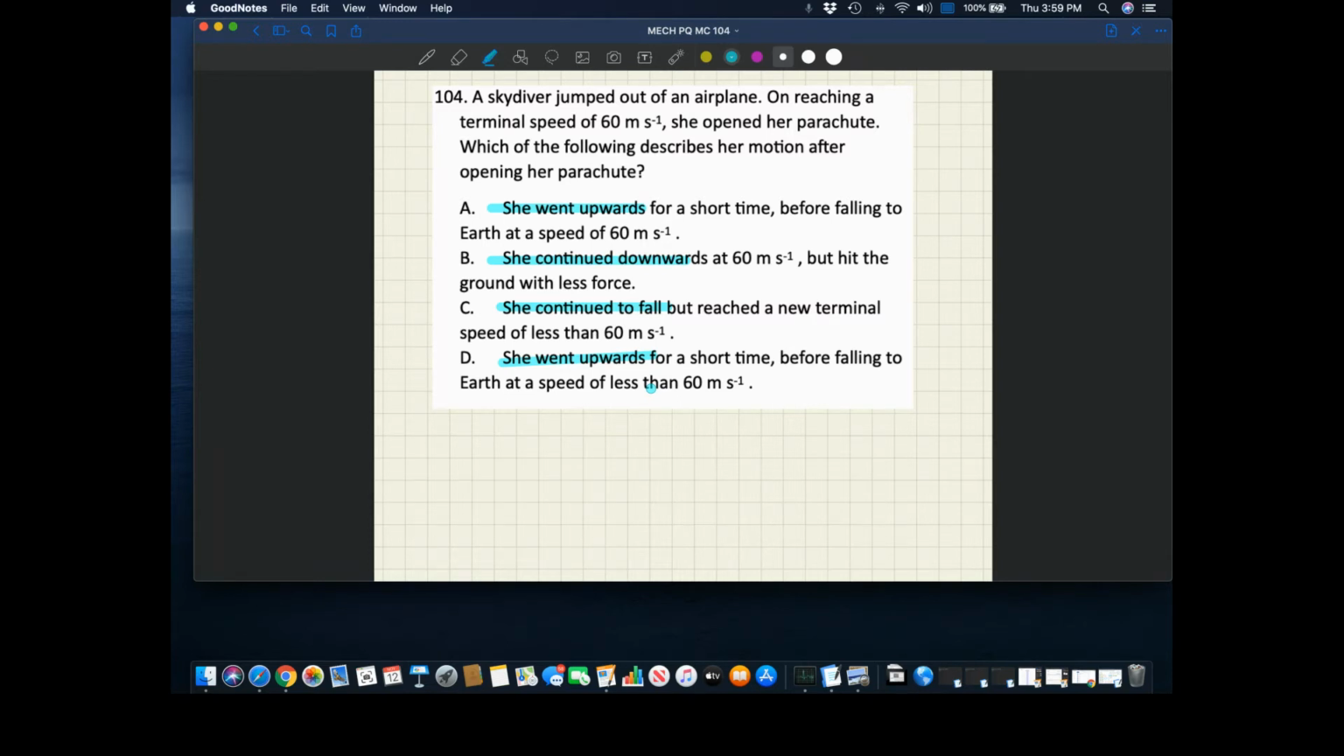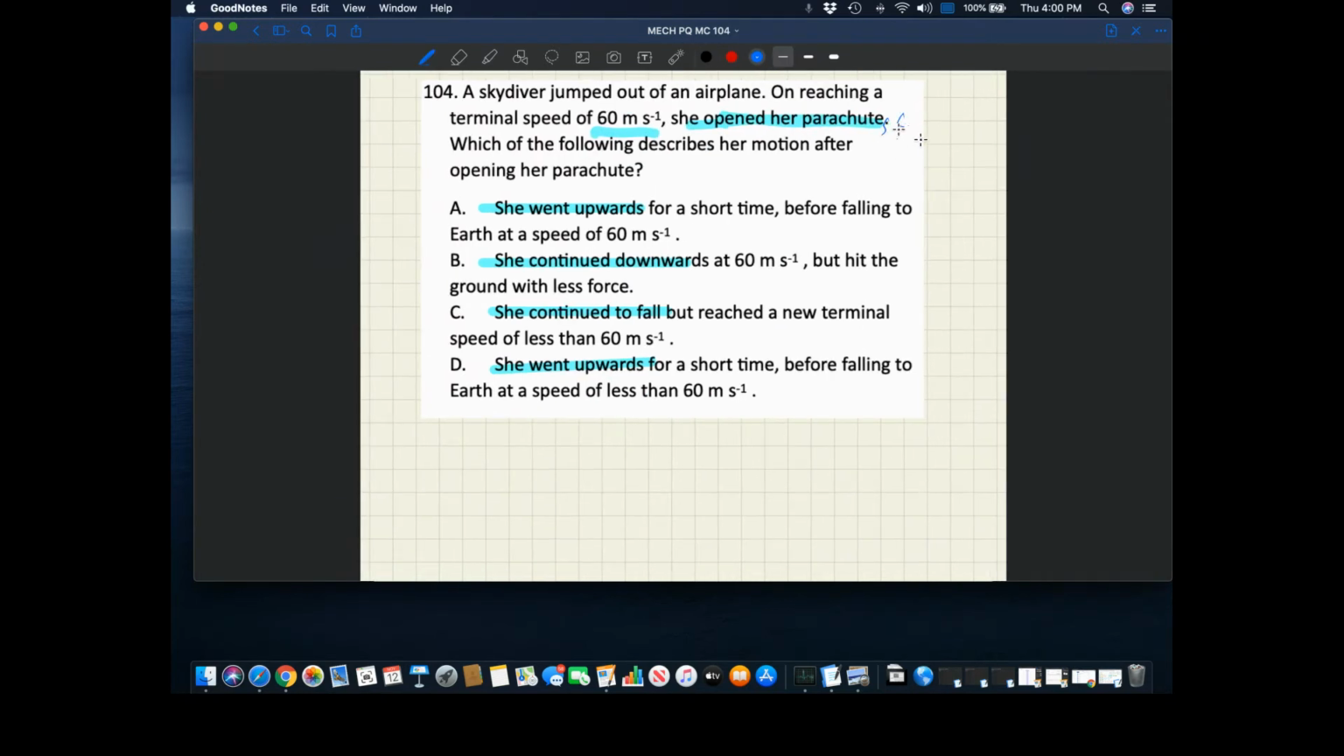But for someone on the ground, all that happens is the person slows down. So instead of going 60 meters per second, that's the point of a parachute, is to slow you down. If we think about really what happens, for it to actually go upward, they would have to come to a stop, and then there would have to be something to push them upward, accelerate them upward like a rocket. And that's not what a parachute does. So the upwards is a trick if we have the wrong vantage point.